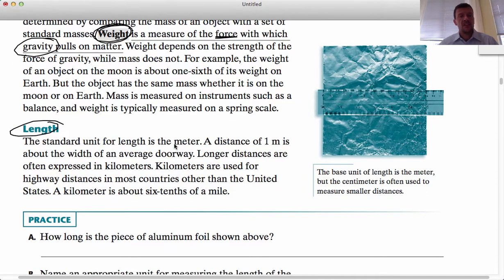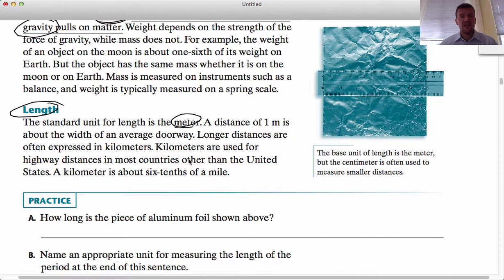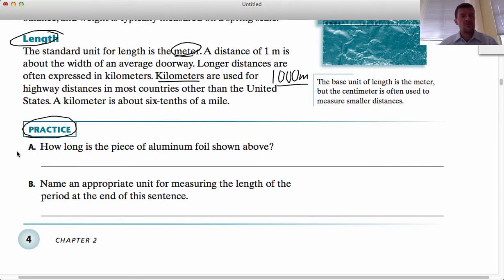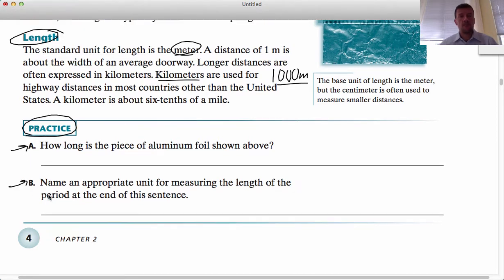Okay, length. The SI unit for length is meter. You have to be very familiar with that. And kilometer would be 1,000 meters. Okay, try these two practice problems here, A and B.